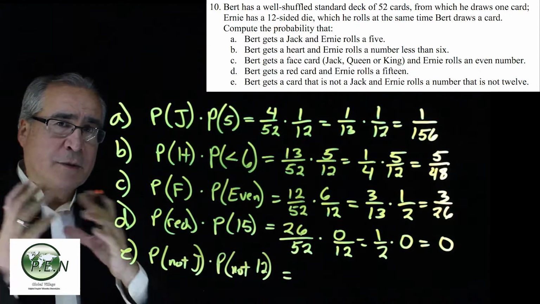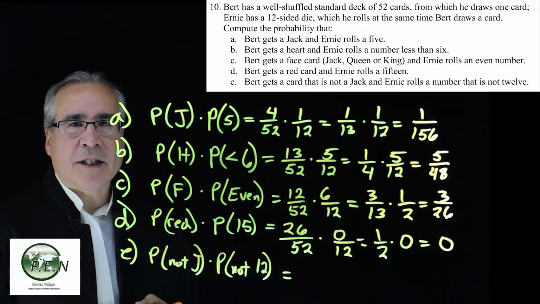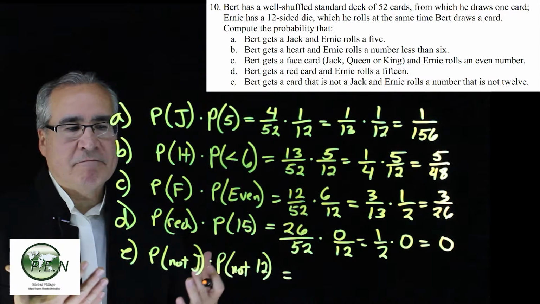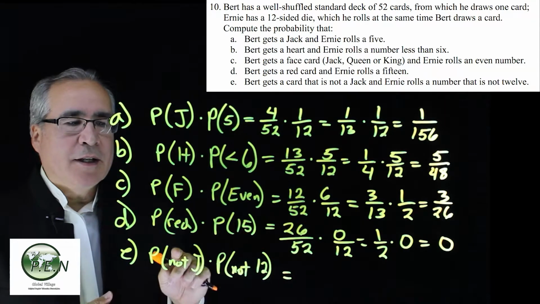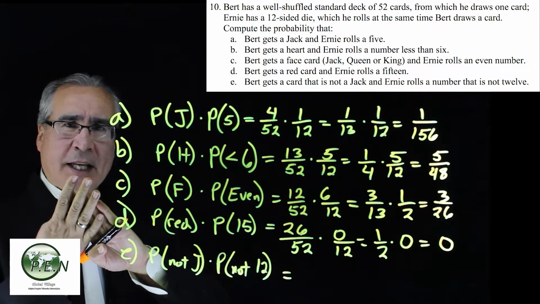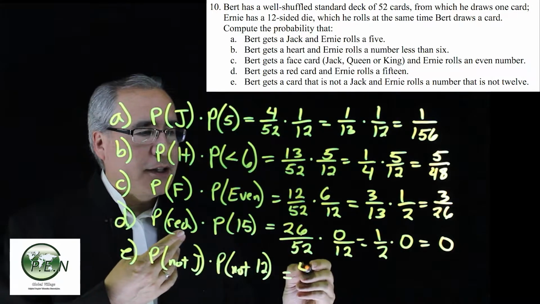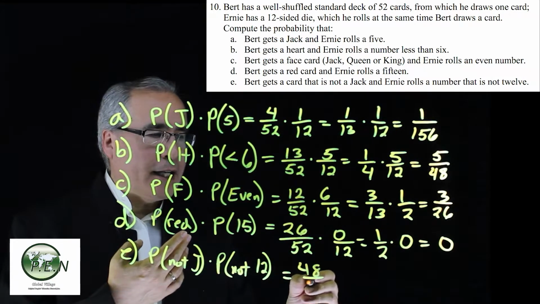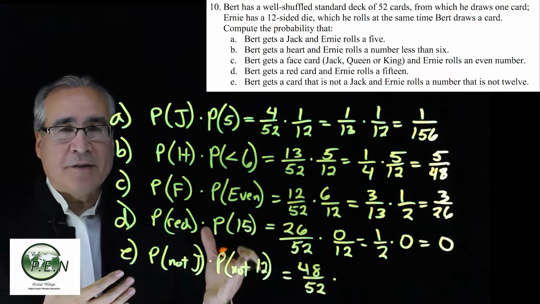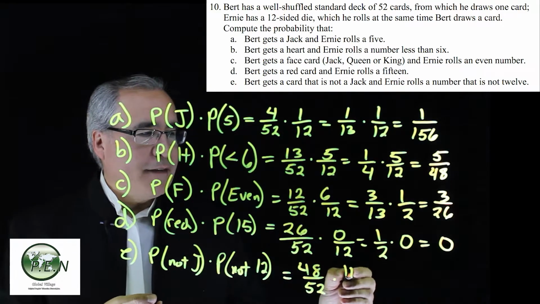Finally, the E part: the probability of not getting a jack and the probability of not getting a 12. So again, we could do this like we did in the last chapter with 1 minus the probability of getting a jack and 1 minus the probability of getting a 12. Or we can also just do the counting and go straight away. There are 4 jacks in a 52 deck of cards. Let's take those 4 out. How many are left? There's 48. So any of these 48 cards would work. So 48 out of 52 are not jacks. How many sides on a 12-sided die are not a 12? Well, there's 11, 1 through 11. So there's 11 out of 12.